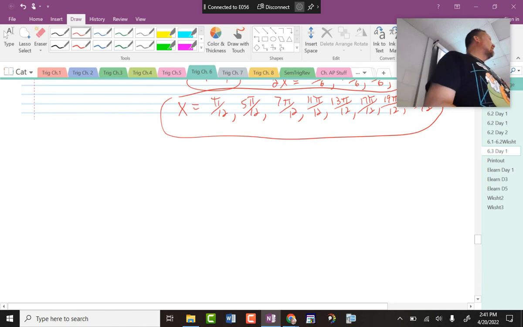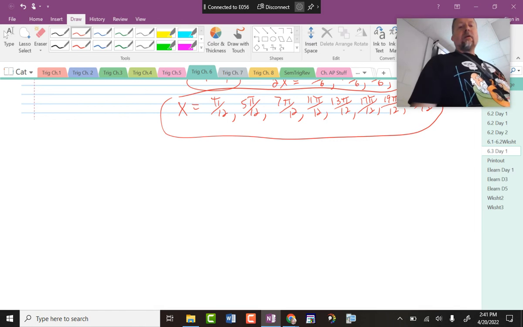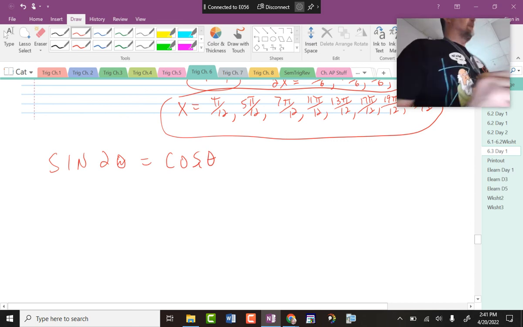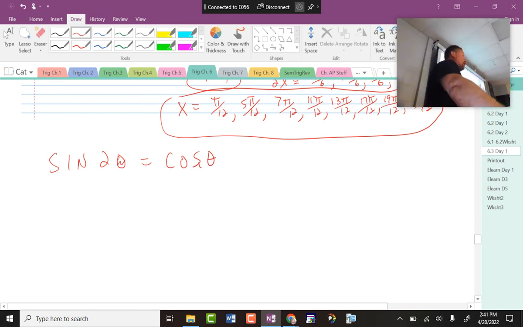I don't know. Do I really? Yeah, I got to do one more. How is this one different? Don't answer that yet. Sine of 2 theta equals, you ready? Are you ready for this? Boom, boom, boom, boom. Cosine of theta.